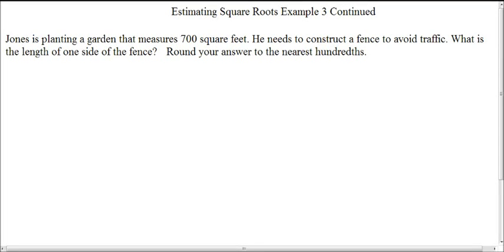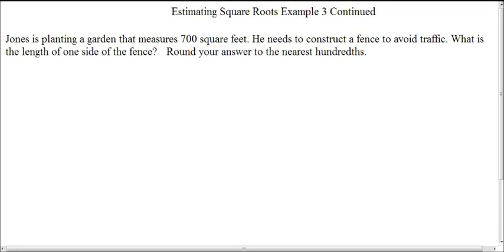Alright, let's take one more really good look at how our new system, so to speak, works in estimating square roots. So again, I'm going to continue with that third example, and here I want to take a look at a real world situation. Mr. Jones is planting a garden that measures 700 square feet. He needs to construct a fence to avoid traffic. So the question is asking us, what is the length of one side of the fence? And we want to round our answer to the nearest hundredths this particular time.